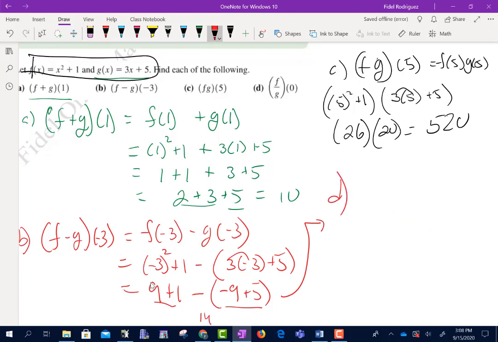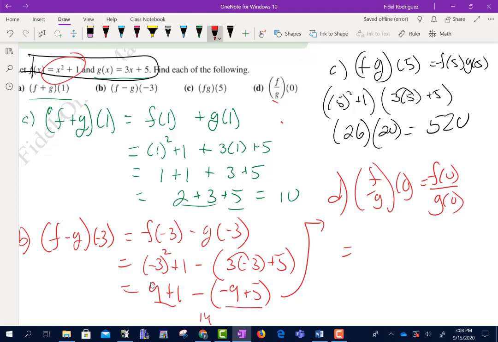All right, part D says we're going to find, let me get this going again. Come on, Pat. There we go. We're going to find, oops, let me erase that. Okay. We're going to find f divided by g of 0. Just means we're going to find f of 0 divided by g of 0.